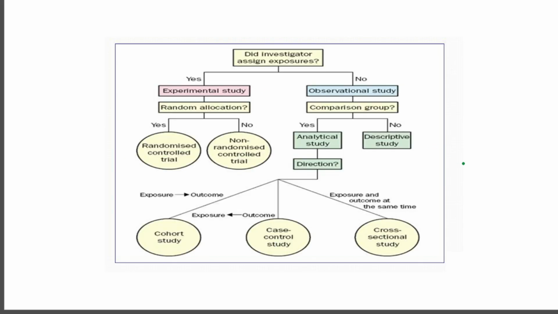See this flowchart over here. This flowchart is regarding the epidemiological studies. To start with, did the investigator assign any exposures? If it is yes, then the type of study will be an experimental study. If it is no, then it is an observational study. We will continue further. Among the experimental studies, if there is any random allocation, then it goes in favor of the randomized control trial. If there is no random allocation, then it goes into non-randomized control trial.